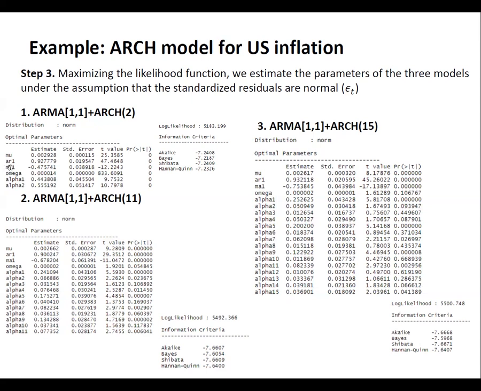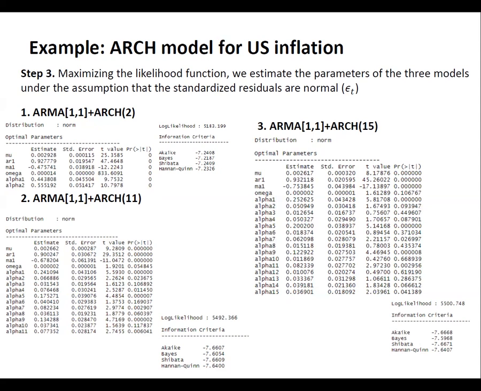AR1 is our autoregression coefficient. MA1 is our coefficient of the MA model. Omega in the output is equivalent to alpha 0 in the ARCH model. Alpha 1 and alpha 2 are the parameters of the ARCH model, here we have two parameters. So here you could see the test statistic. It can be seen that all indicators are significant. Everything is fine.